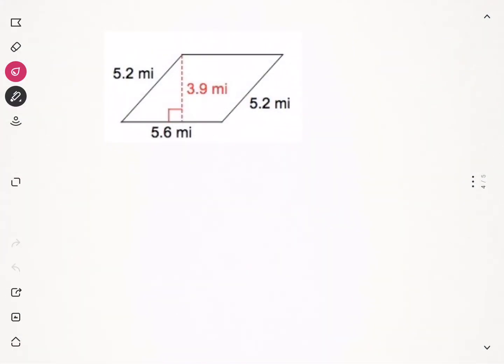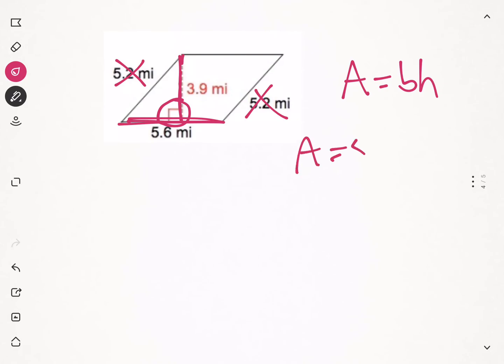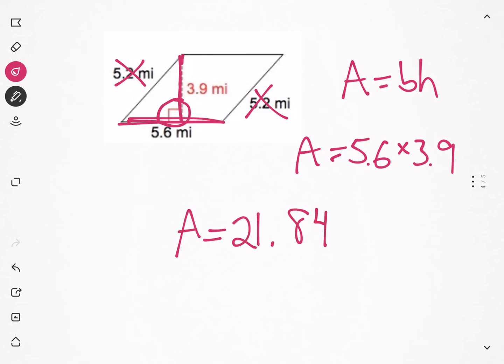Example 3. We find that right angle. It connects our base with our height. Everything else we don't need to find the area. This 5.2 and this 5.2 we don't need. Area equals BH. Area equals 5.6 miles times 3.9 miles. We could do this by hand. If you want to pull out a calculator for this, you are welcome to as well. And we get that the area is 21 and 84 hundredths square miles.